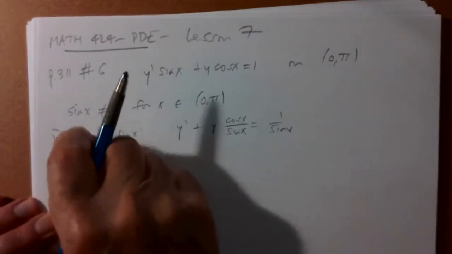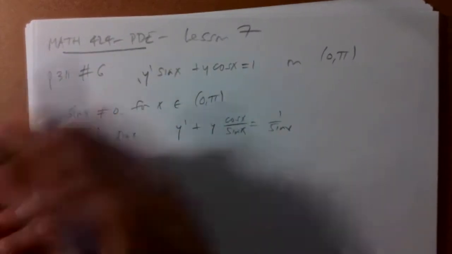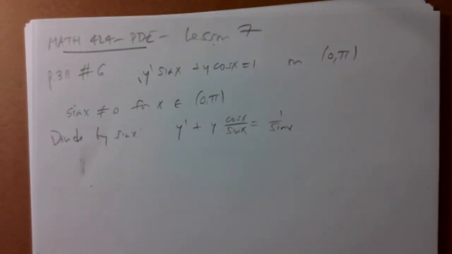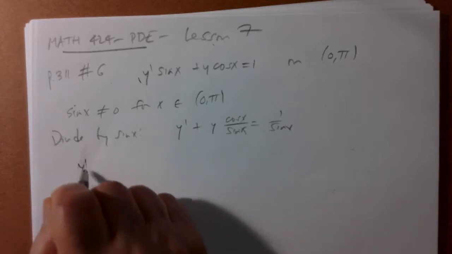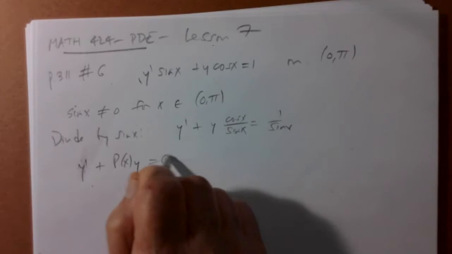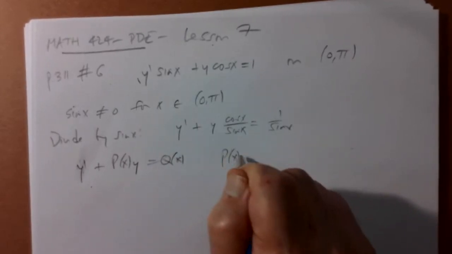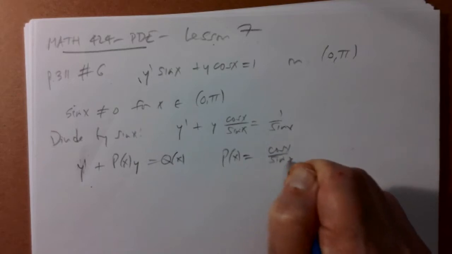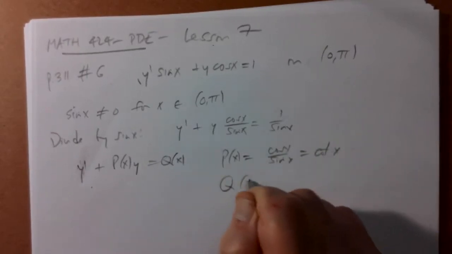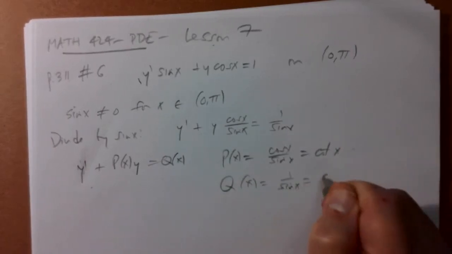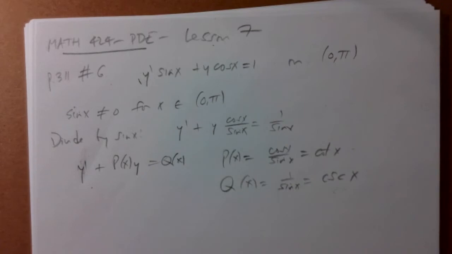What is our standard notation for writing a first order non-homogeneous equation? y prime plus p of x y equals q of x. So our p of x is cosine x over sine x, or cotangent of x. And our q of x is 1 over sine x, which is cosecant of x.